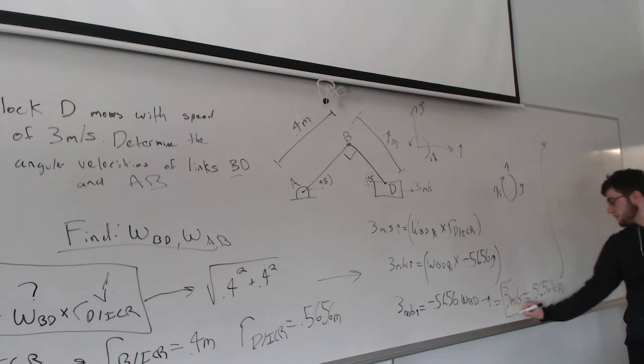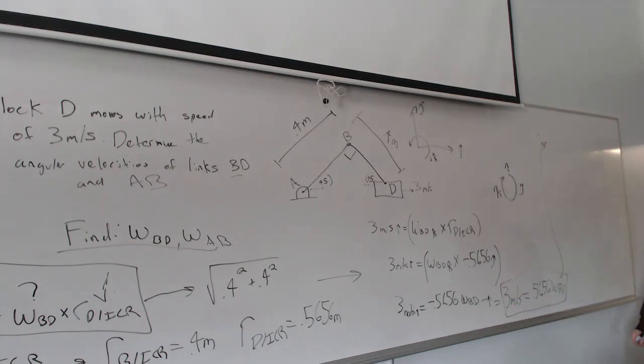So, I have one equation, one unknown. Angular velocity of link BD is now just 3 meters per second divided by 0.5656, and that is 5.3 radians per second, and that is positive K. So that's half the problem. We solved half of it. Any questions?